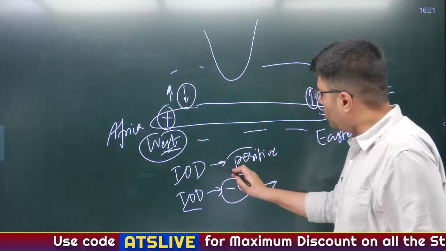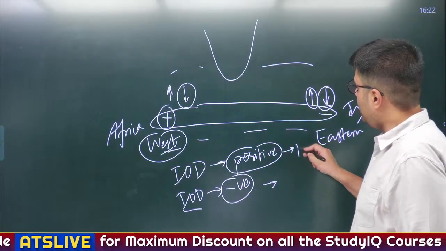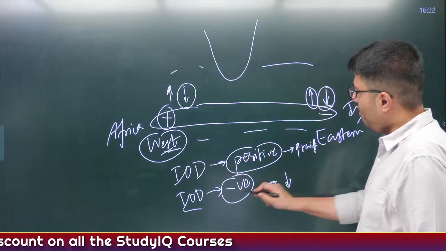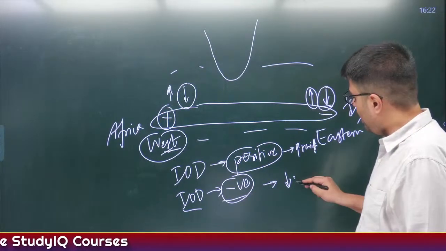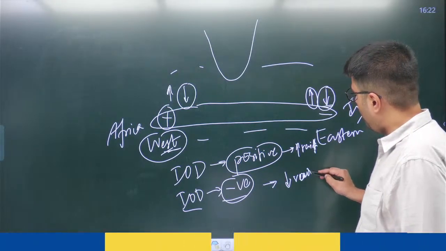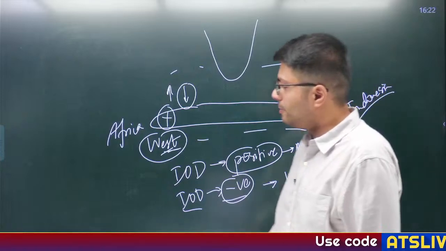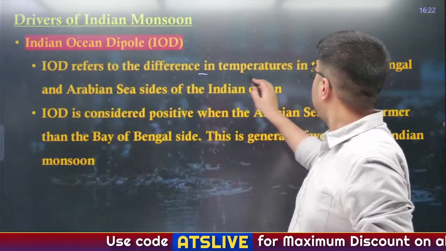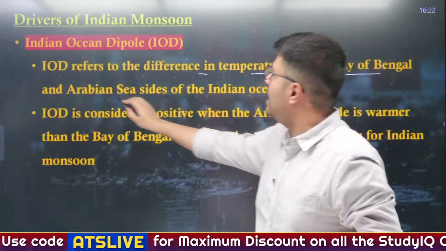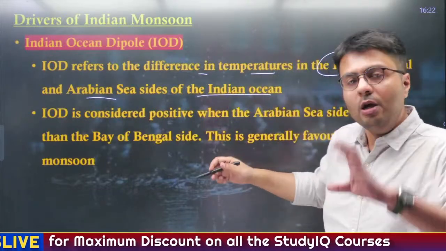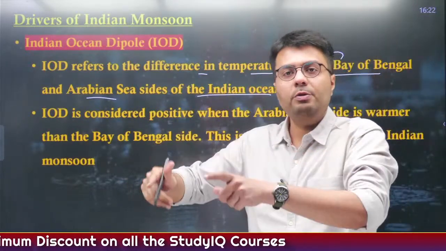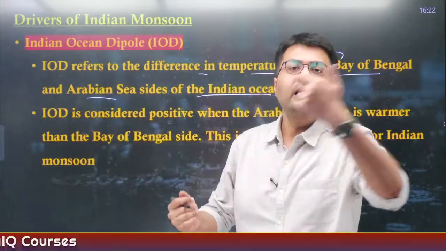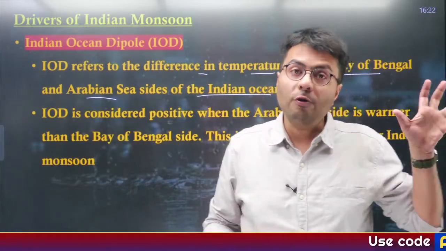Now, due to positive Indian Ocean dipole, it leads to a higher amount of rainfall in India, whereas if the Indian Ocean dipole is negative, it will lead to less rainfall in India. Any doubts? So, IOD refers to the difference in temperature in the Bay of Bengal and the Arabian Sea side of the Indian Ocean. Quite precisely, it is the difference between temperatures that prevail in the Indian Ocean near the coast of Africa and in the Indian Ocean near the coast of Indonesia.